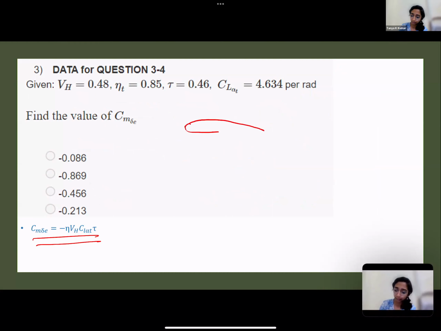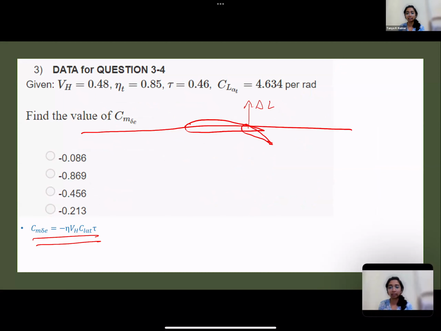So this is my tail, and this is my fuselage reference line. If I deflect the elevator down, elevator deflection downwards is considered positive. So you have an increase in lift, and this increase in lift will create a nose down moment at the CG. You will have a delta M which is nose down. Nose down is negative CM, negative pitching moment. Pitch up is positive, pitch down is negative. So positive delta E gives you negative CM. Therefore, CM delta E is negative.